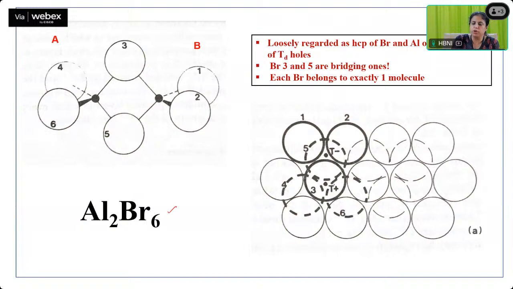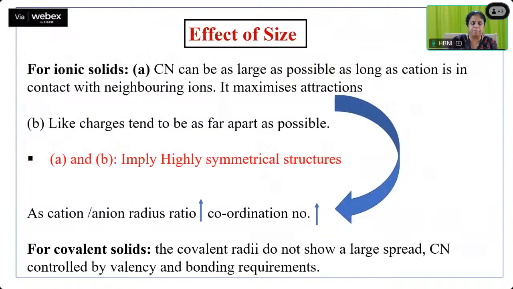These compounds you can also regard as HCP of Br and aluminium. Let's say I'm talking of AlBr3. You can talk of it as HCP of Br, and Al occupies 1/6 of the tetrahedral holes. But in this case, each bromine will belong only to one molecule. So it's not like your ionic solid where each anion is equally bonded to all the cations surrounding it. So it's more of a molecular structure kind of thing.